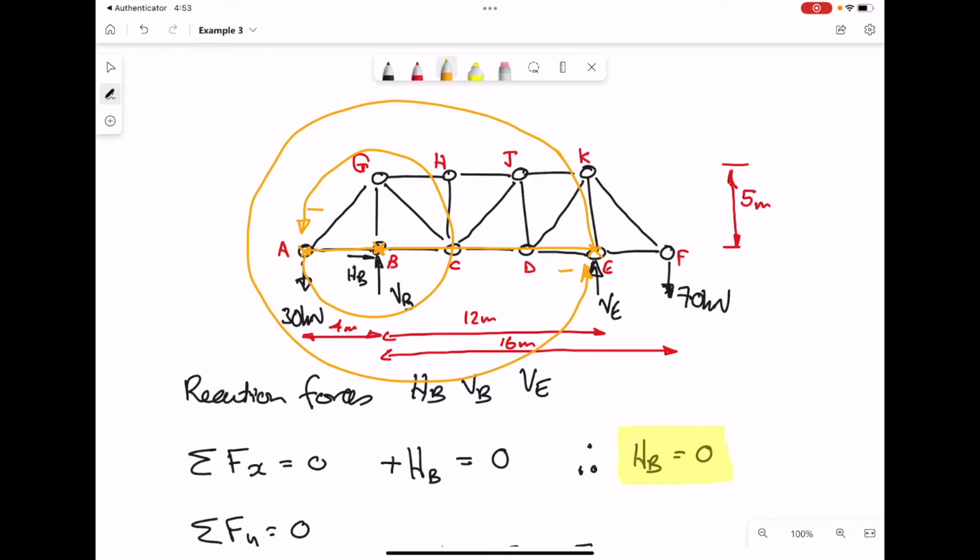Then finally the 70 kilonewtons at point F, again imaginary piece of string, holding it at point B, the force 70 is on the end of it, allowed to freely rotate. How would the 70 kilonewtons rotate around point B? It would actually want to rotate around in a clockwise direction, and therefore is a positive moment.